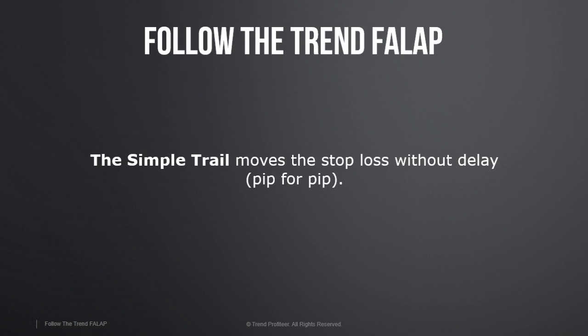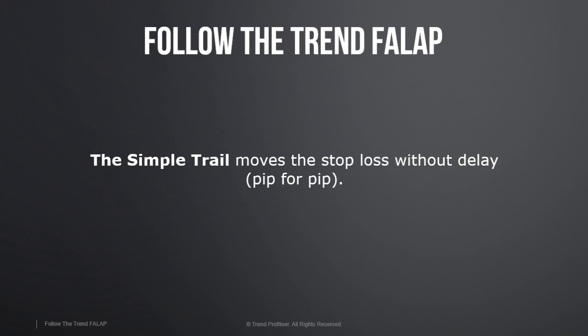The simple trail moves the stop loss without delay, pip for pip. So in the previous example, on that third target, when trailing is activated, if you selected simple trail at 75 pips, which was that third target, it would then move pip by pip. If the price moved to 76 pips in profit, then the stop would move another pip. If it moves up again, it'll move another pip, pip for pip.